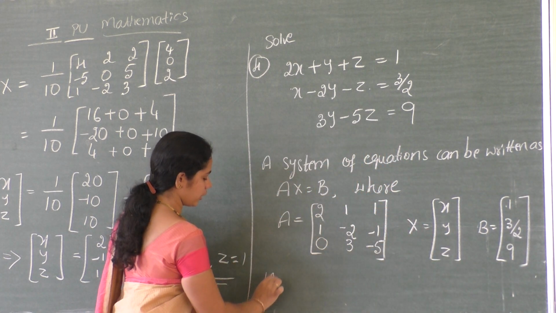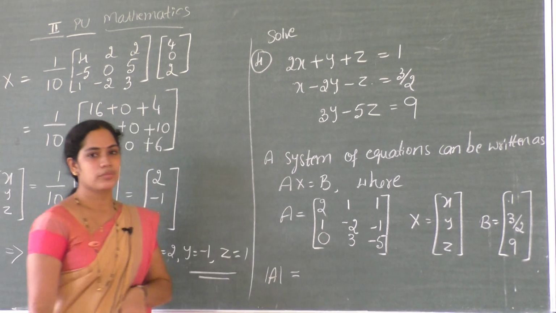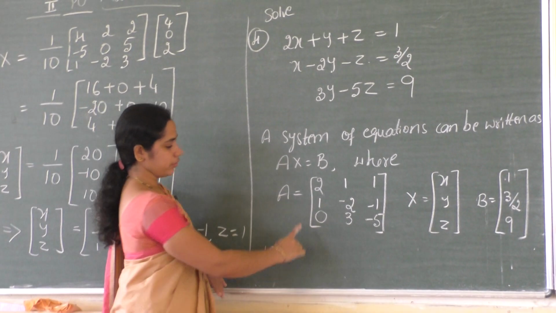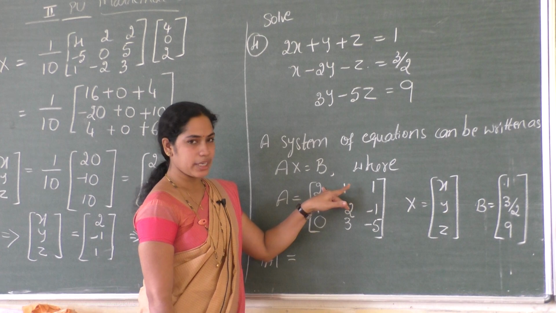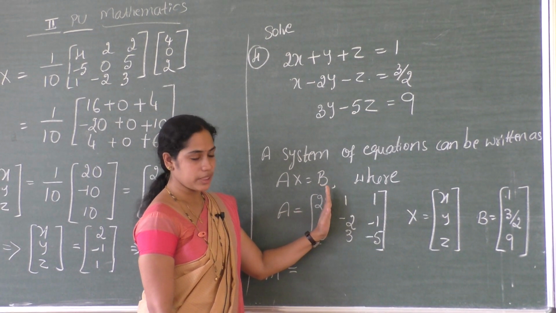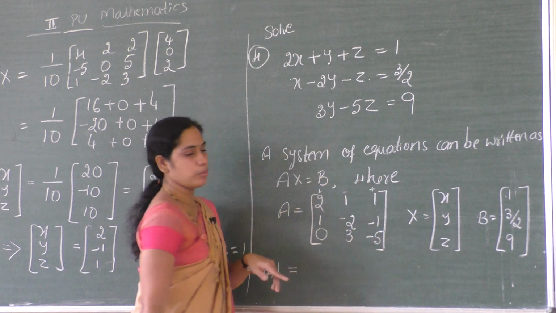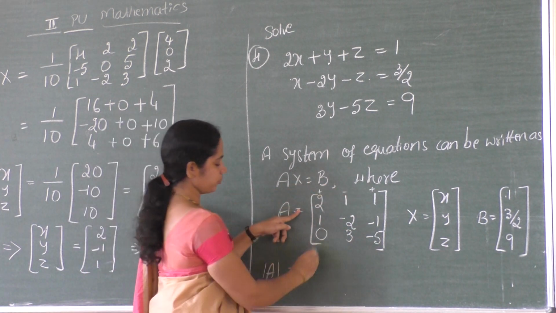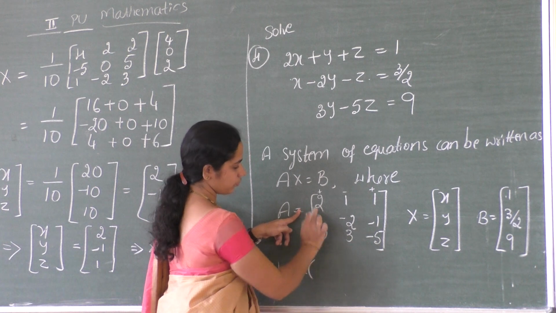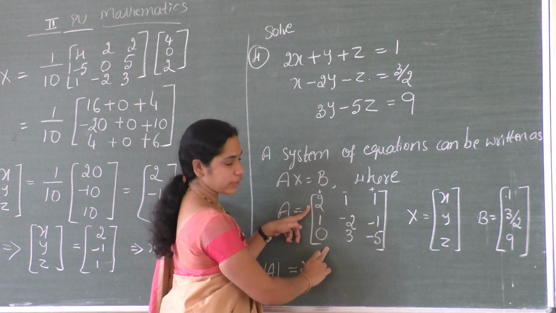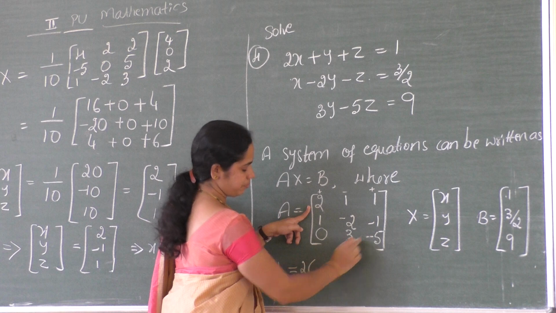We need to find out determinant of A. What is determinant of A? We can expand along first row or first column also. Here positive, negative, positive. Along the first row, 2 into, delete first row and first column. What is remaining? 10.